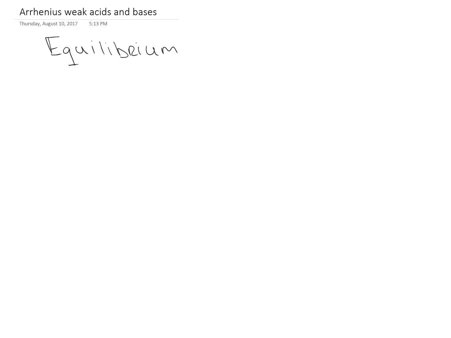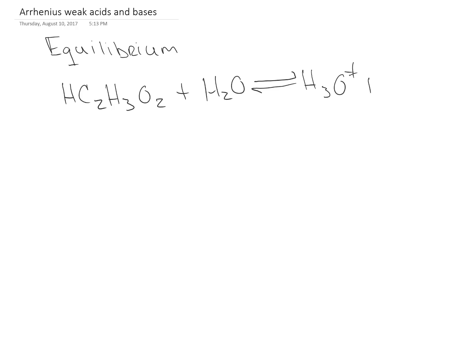All right, so now let's go back to here. So what happens if we have a weak acid? I think your book gives you, what does it give you? Acetic acid. So we have HC2H3O2 plus H2O. And I have this little thing that I wrote up top for equilibrium. I just wanted to talk about that briefly. We're going to get into more detail as we move on. H3O plus C2H3O2 minus.